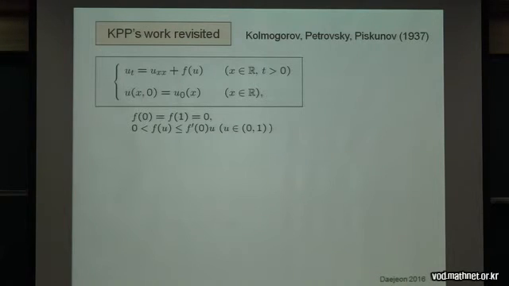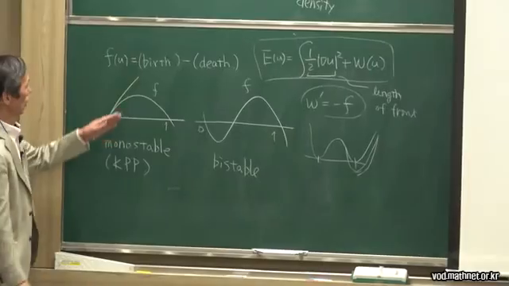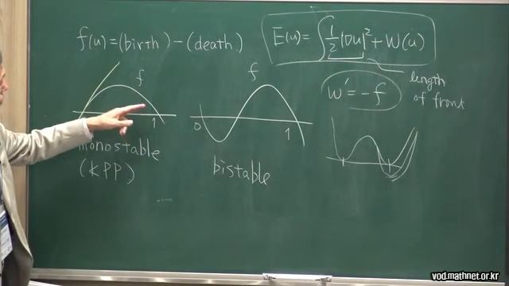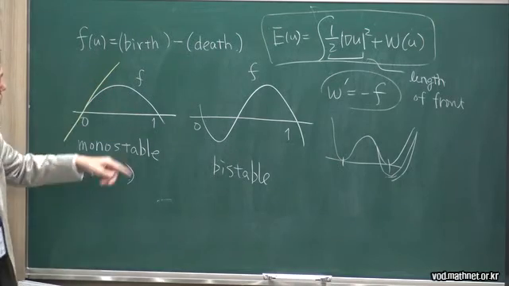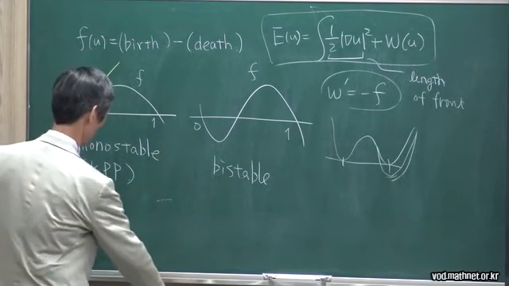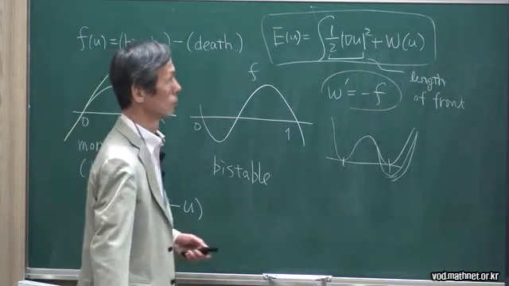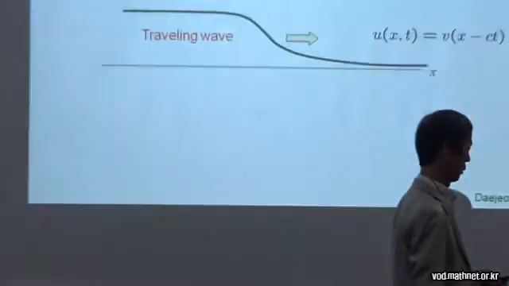Okay, so let's look at this monostable case. The KPP nonlinearity is a special class of monostable problem. If you draw a tangent line at u equals 0, the graph of f is below this line. So it is a special case of monostable nonlinearity, and the simplest example being u times 1 minus u. And then it is known that there exists a traveling wave.